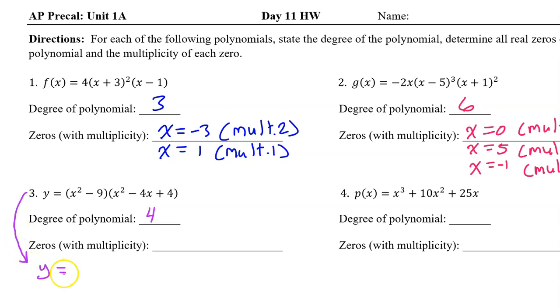So I have y equals, and this is going to factor. x squared minus 9 is the difference of two squares, so that factors as x plus 3 times x minus 3. Now this trinomial, I'm betting that's going to also factor. So the x squared will factor as x times x. Looking at this 4 on the end, that could be 2 times 2 or it could be 4 times 1. Looking at the middle, I bet it's going to be 2 times 2.